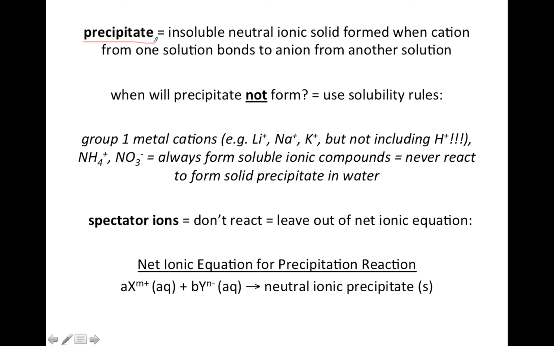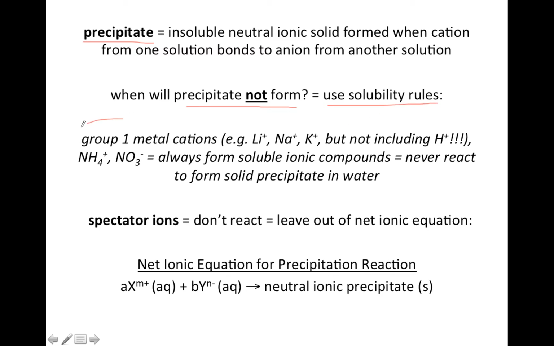The term precipitate is an insoluble neutral ionic solid formed when the cation from one solution bonds to the anion from another solution. So the question is, when is that going to happen? When are you going to form a precipitate? But let's start by talking about when will a precipitate not form. We're going to use a list of rules called solubility rules.